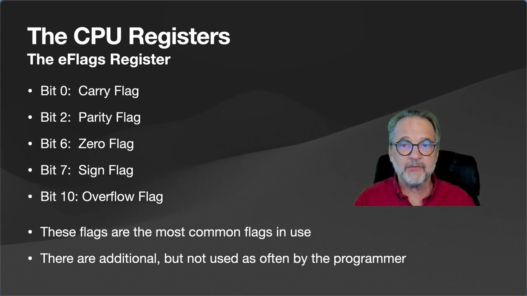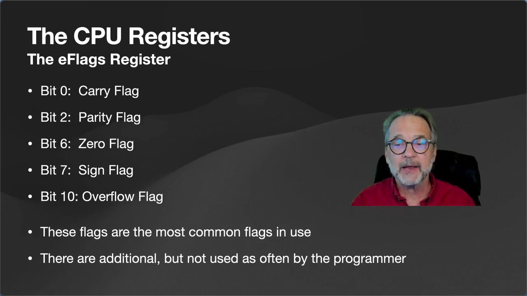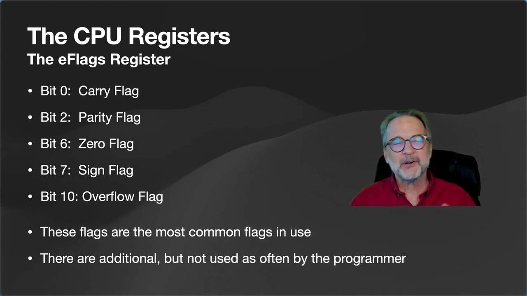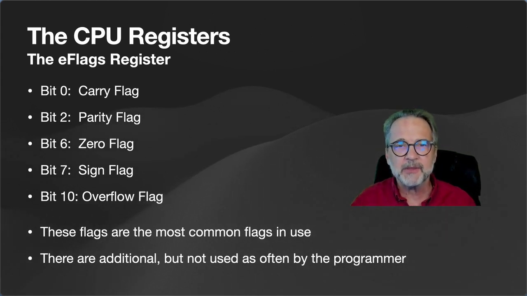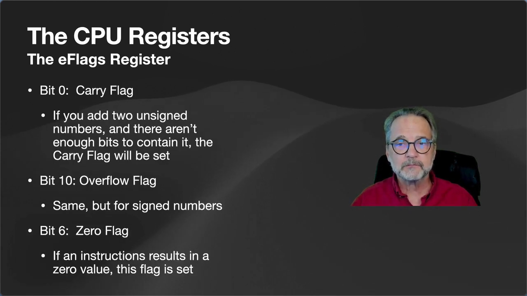So the bits are set up like this. Bit 0, the far right bit, the least significant bit, is the carry flag. Bit 2 is the parity flag. Bit 6 is the zero flag. Bit 7 is the sign flag. And bit 10 is the overflow flag. Those are the most commonly used flags in the EFLAGS register. There are additional ones, but they're not that often used by the programmer. The parity bit might be used, and we're going to talk about that in a little while.